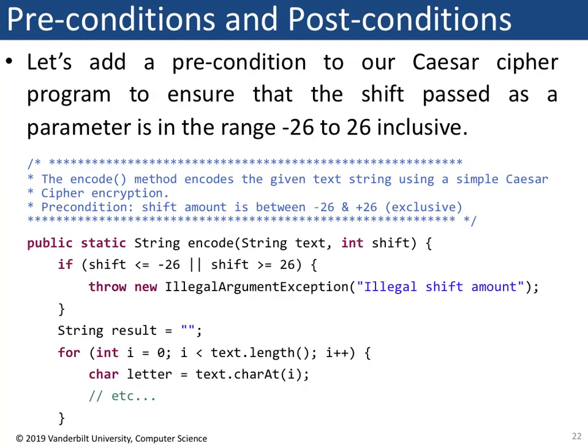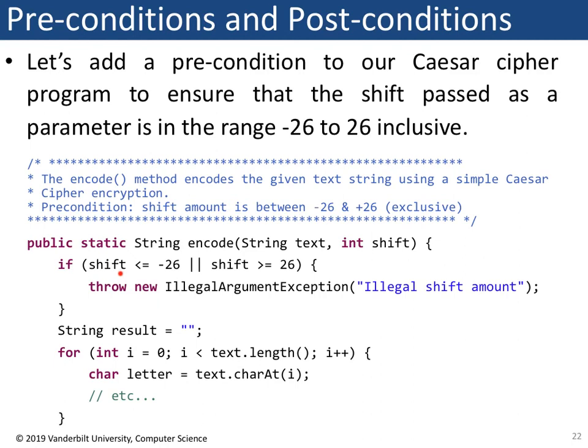So here's an example of a method with a precondition that can gracefully handle a violation of the precondition. This should look familiar. This is the encode method that implemented the Caesar cipher. And it clearly states the shift amount is to be between -26 and +26, exclusive. However, the first couple of statements inside this method check to make sure that that precondition has not been violated.